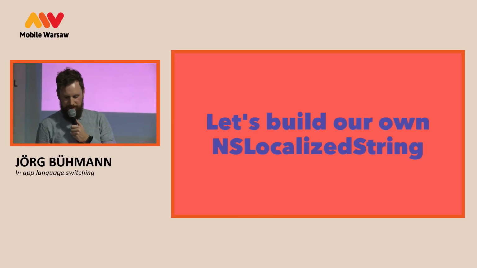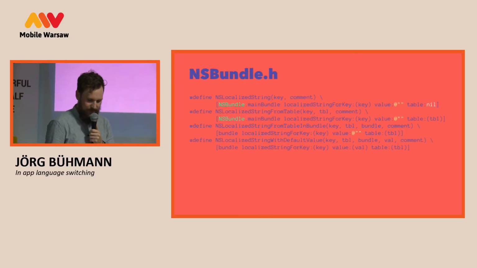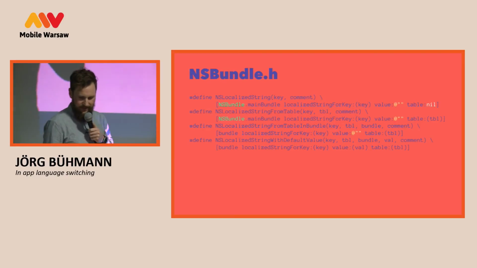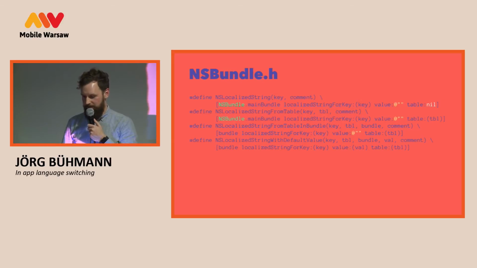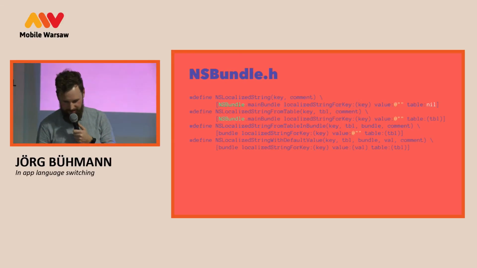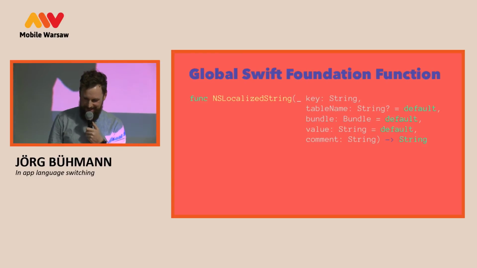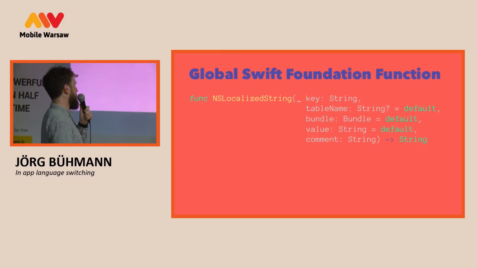And as for the localized string method, when you look at where it's defined, it's actually really ugly. It's defined in NSBundle header, and it's a macro. So, I don't know, I can't read this. So let's look at the Swift version of it. Wow, you can read this. This is nice.